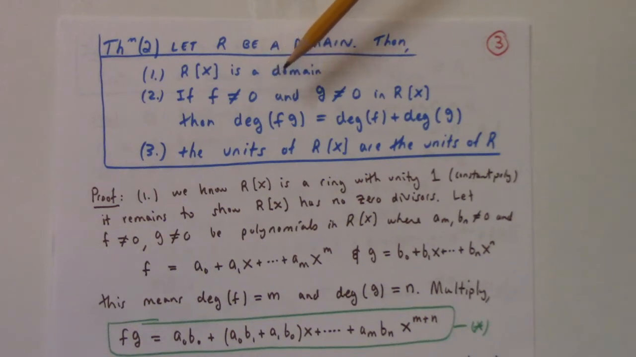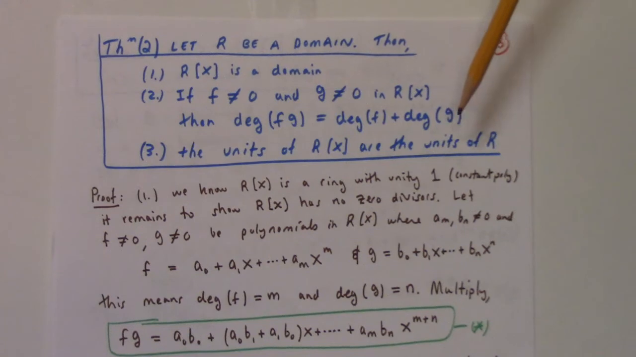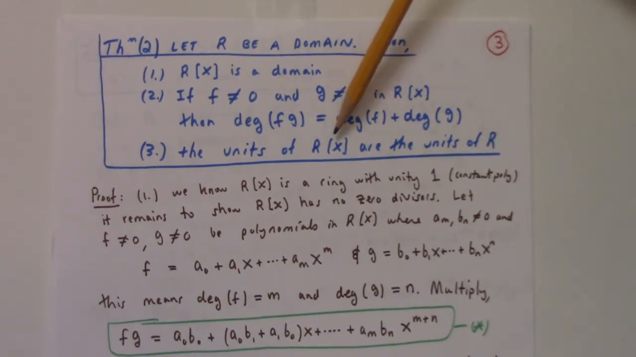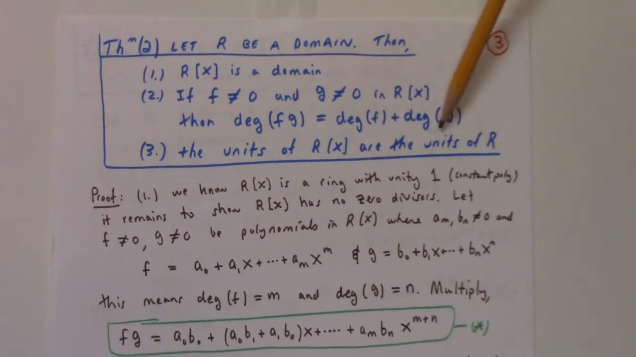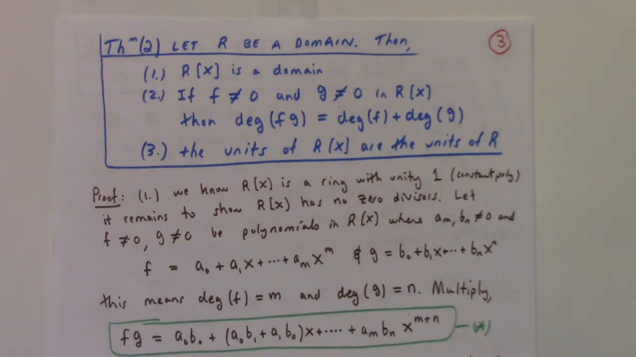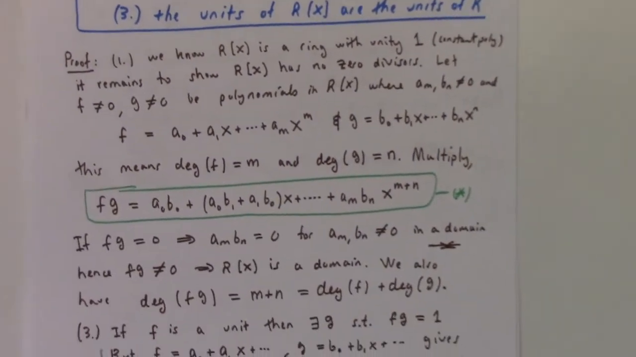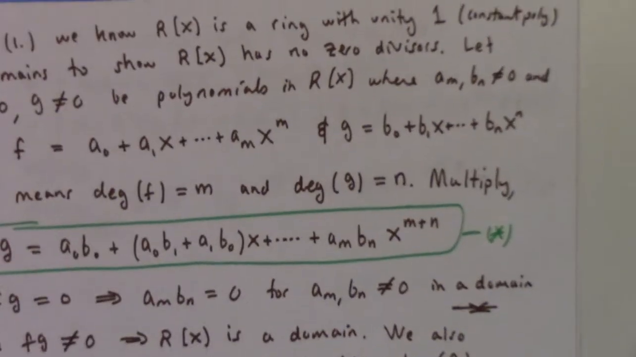If we have f and g non-zero in the polynomials of our domain, then the degree of the product is the sum of the degrees. And also the units in the domain are precisely the units of R. In other words, the only polynomials which multiply to give you 1 are constant polynomials, and only then if those constants are units. So the proof is pretty straightforward, but worth looking at.